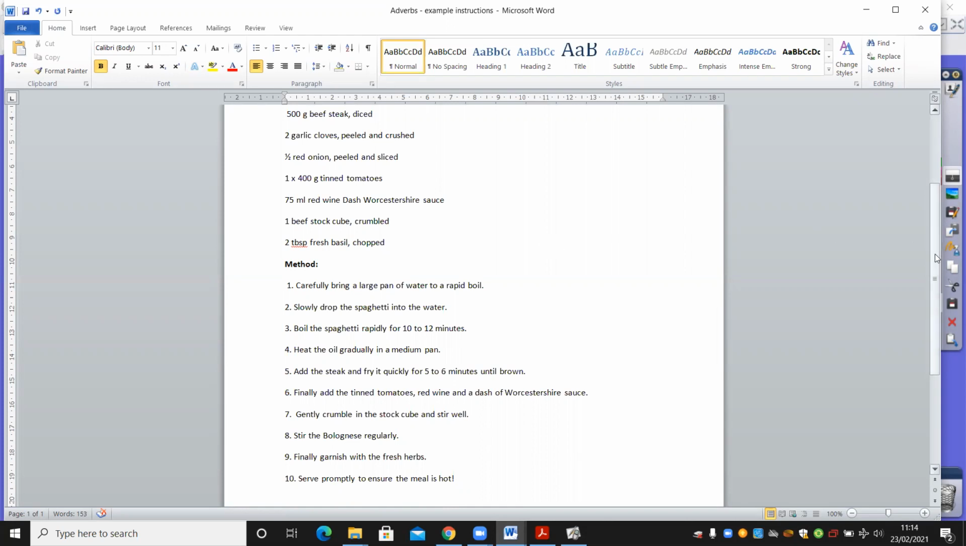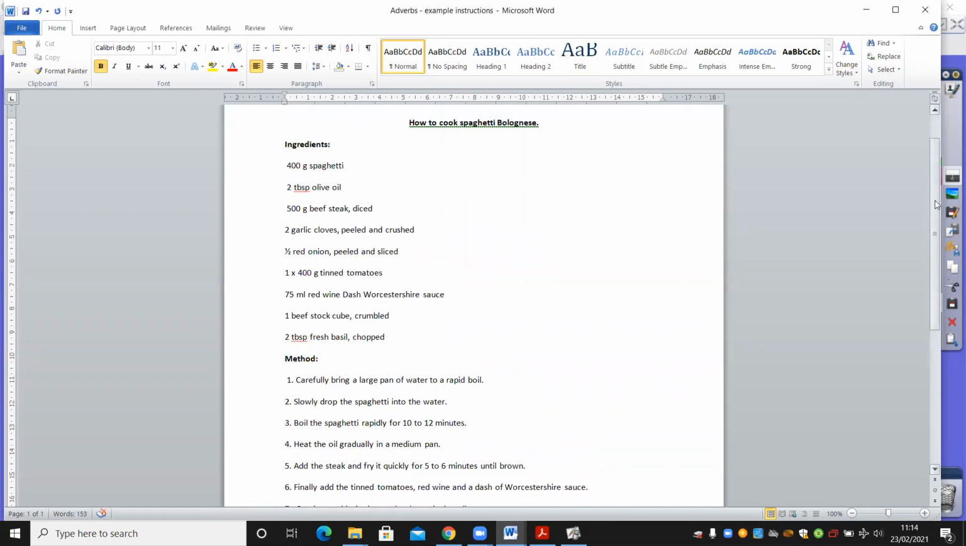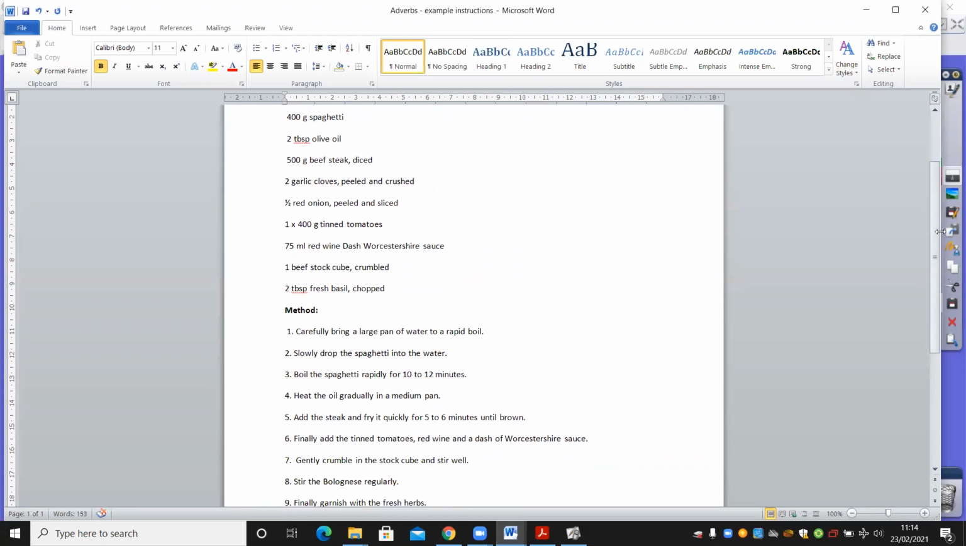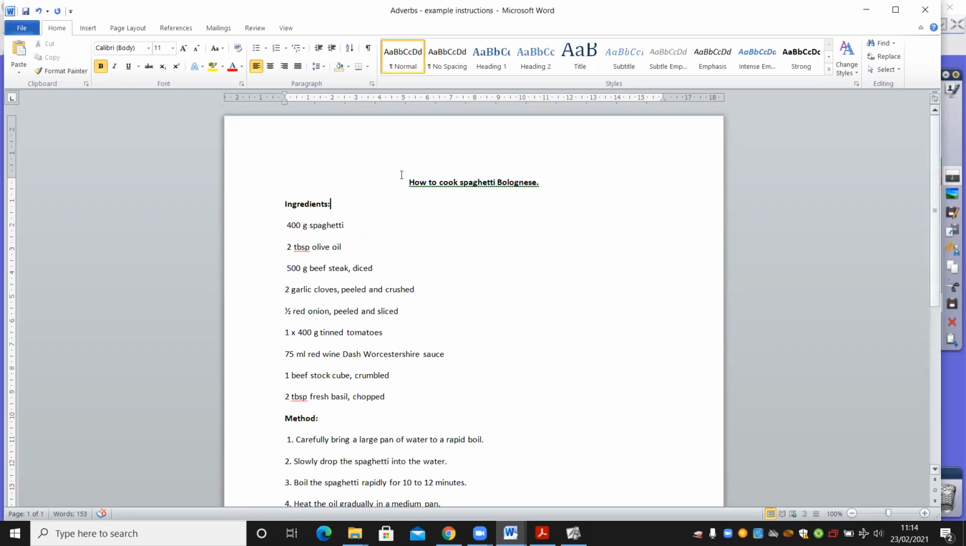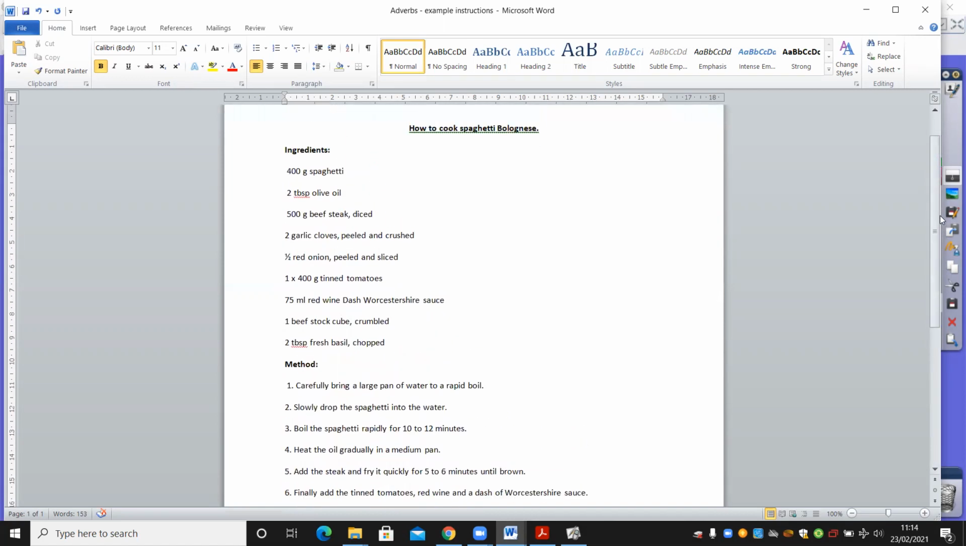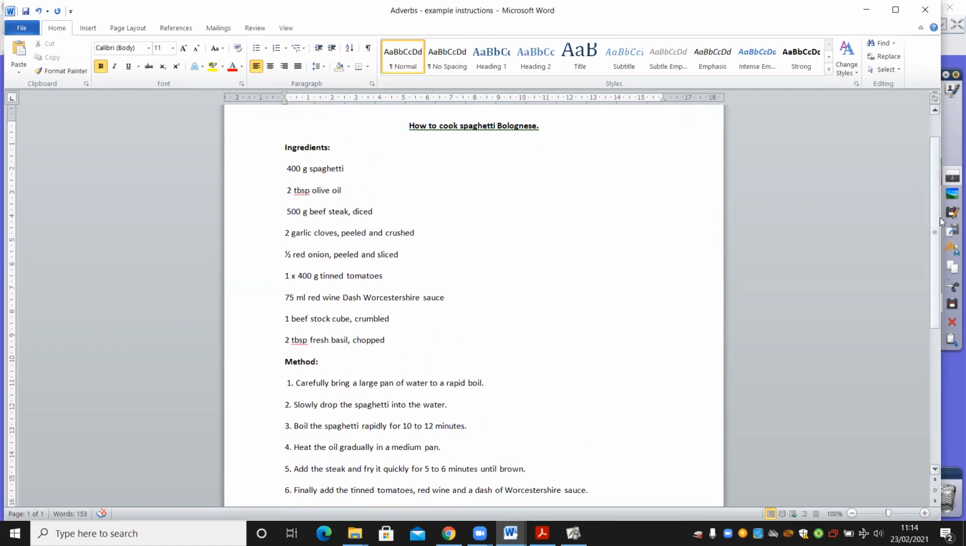Children, do you think these set of instructions are perfect? Do you think we could add some things to it? Do you think we could have written an introduction and a top tip? Absolutely. This is by no means a perfect set of instructions, but it's a very good set of instructions for looking at adverbs. Now let's have a look, children.